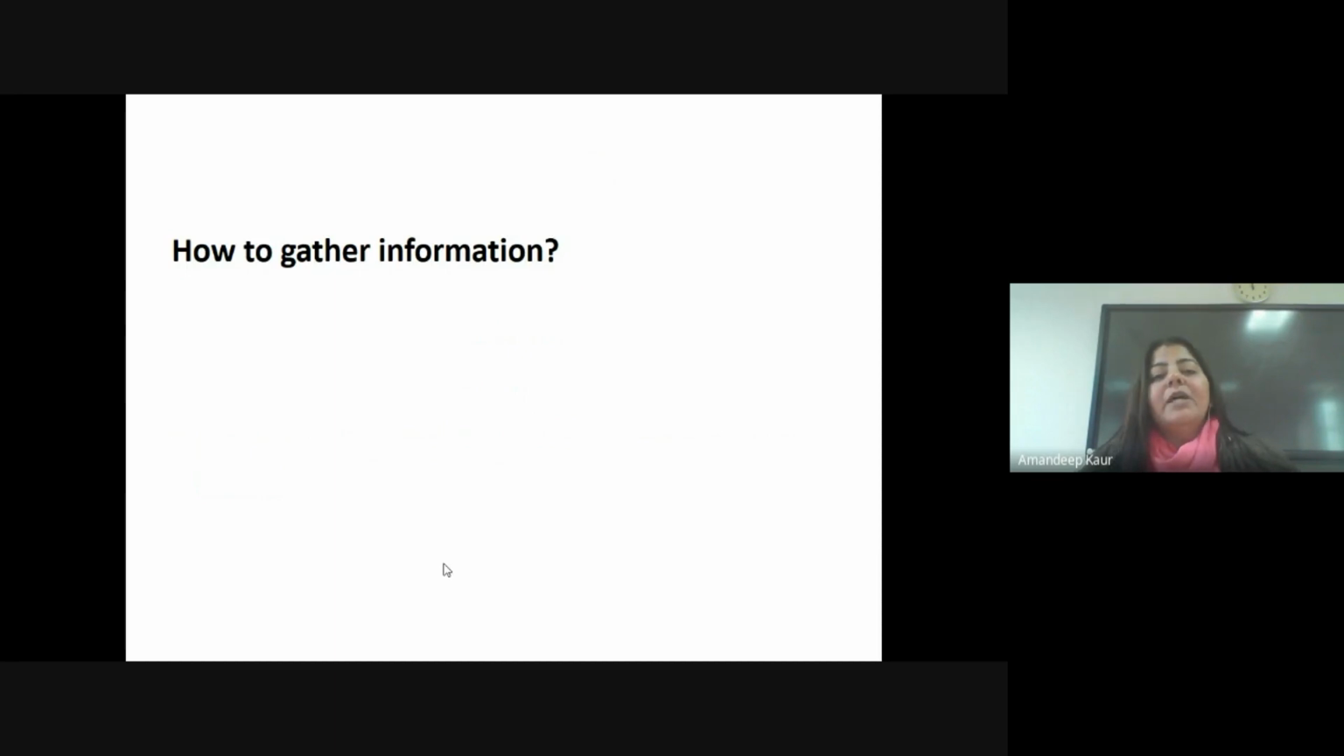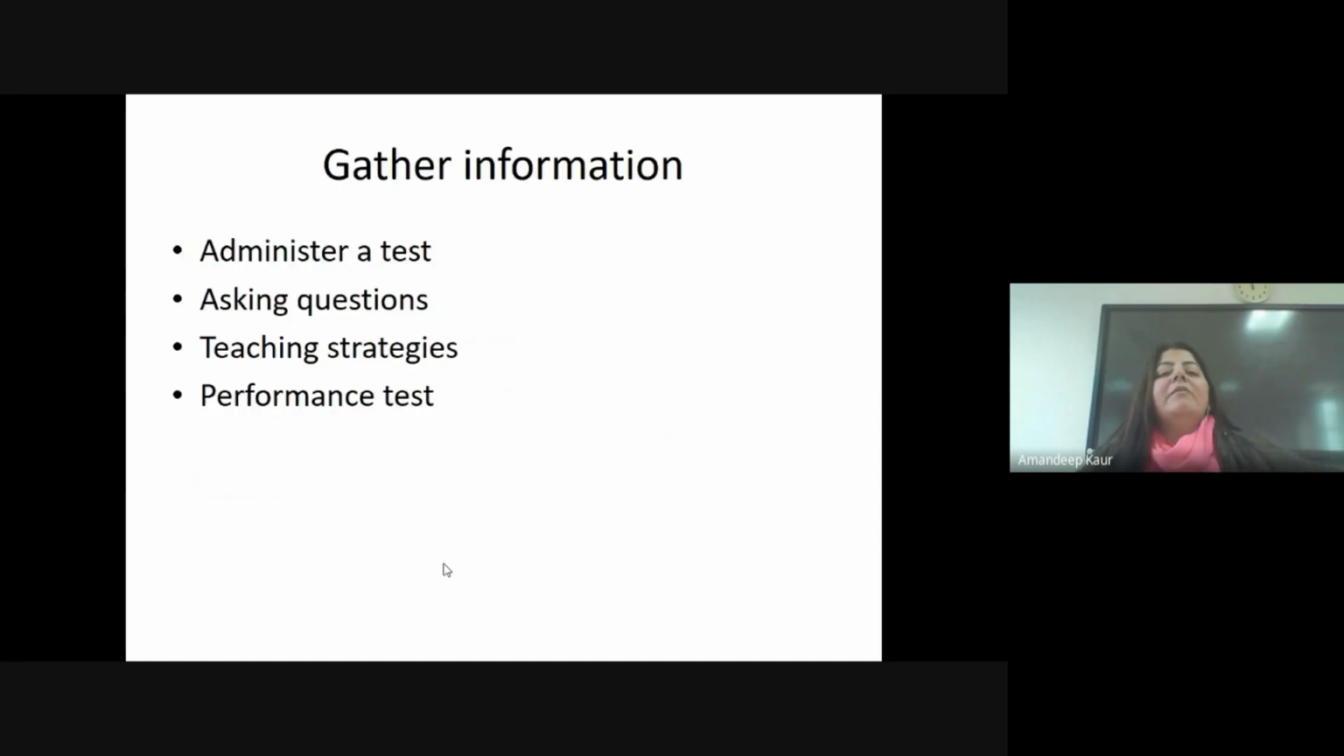When it comes to the collection of information, the teacher may administer a written test or a viva voce. In a classroom environment, when the teacher is asking questions to the students, we are collecting information in terms of student performance. If the teacher is using think, pair, share, numbered heads together, structured problem solving, project based learning, all these teaching methodologies or strategies help us to collect information related to student performance.